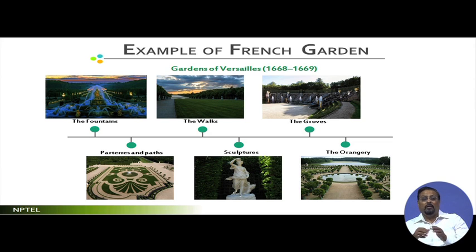So, the French landscape has shown us that it is not necessary that the tree or the plants have to be rooted to the ground, to the bare original soil. It can be potted things and then you arrange it the way you want. So, orangery is another.